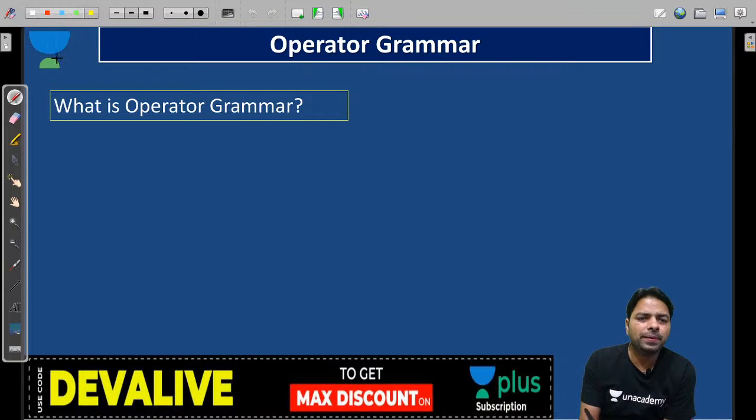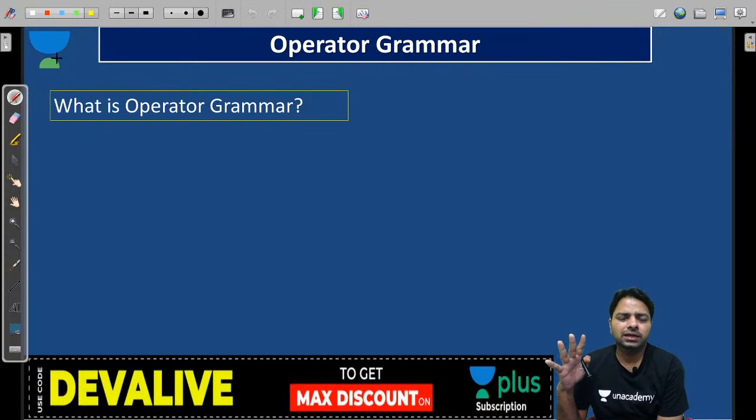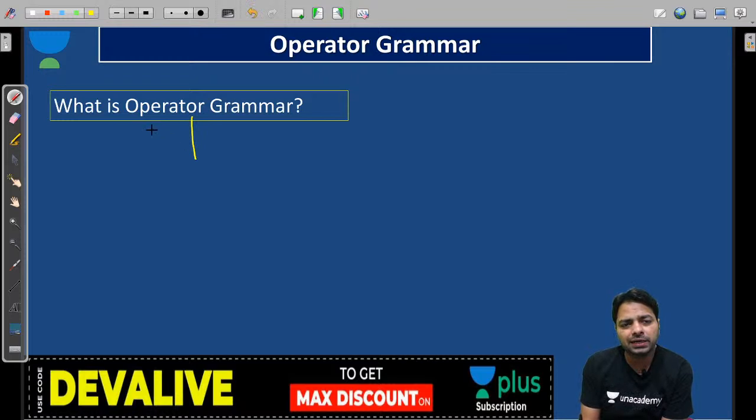So what is operator grammar? Every definition will have a few things, and you need to focus on the terminology. Here, this operator grammar is a context free grammar. The first rule: we are going to use context free grammar only.